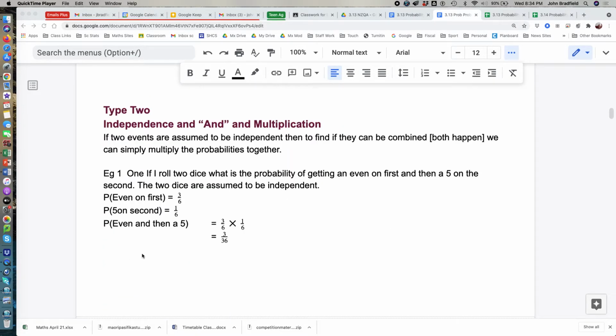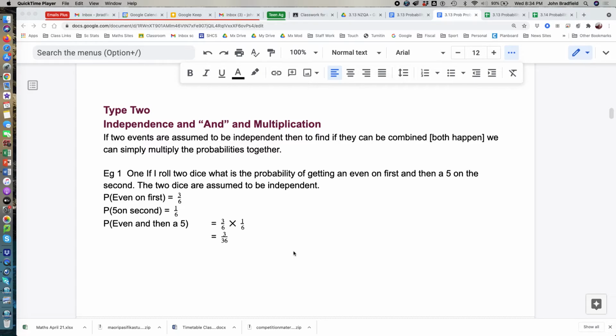A second one, and this one comes up all over the place, is the idea of independence. And we've used this in probability up to now and just not called it something. When we multiply two probabilities together, we're assuming a thing called independence. And that means that what happened in the first event and the second event that we're multiplying the probabilities for don't impact on each other.